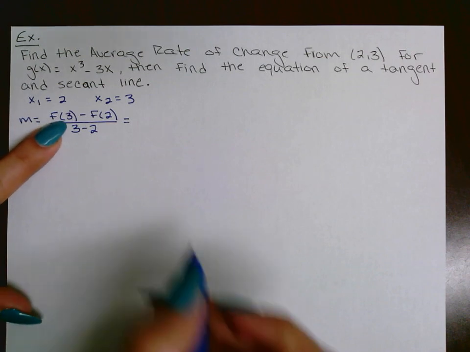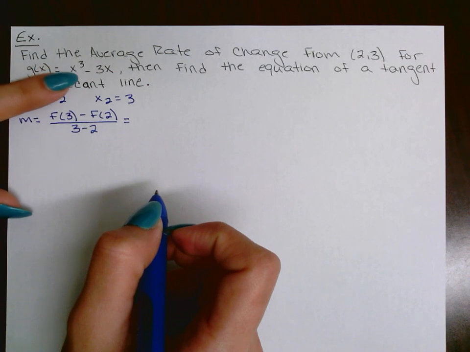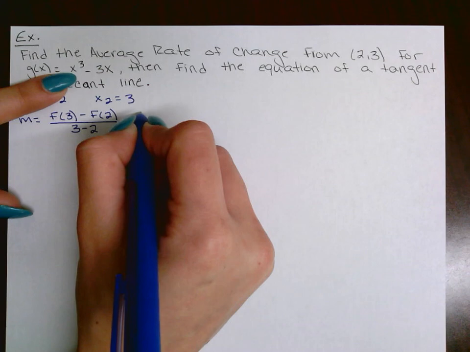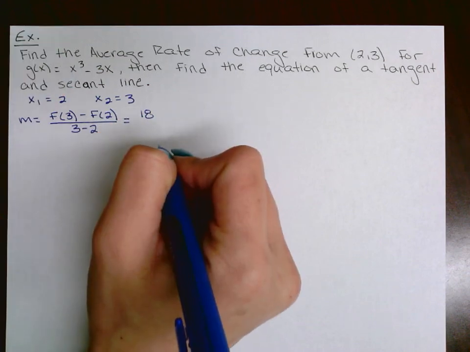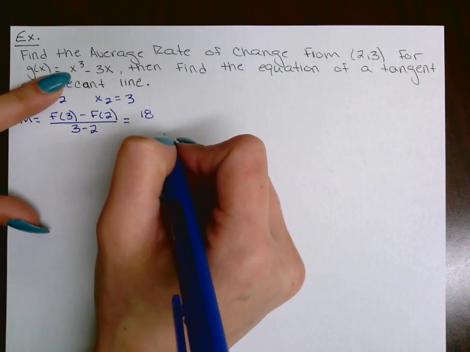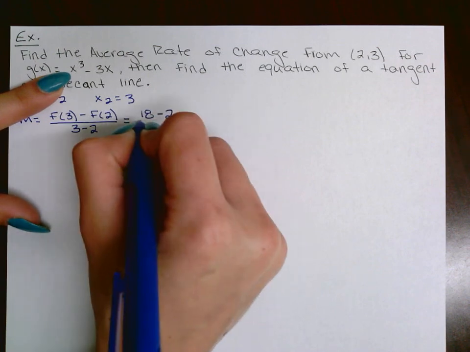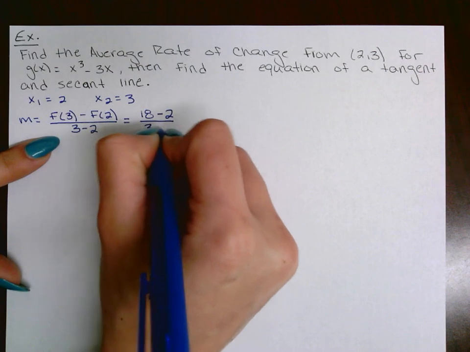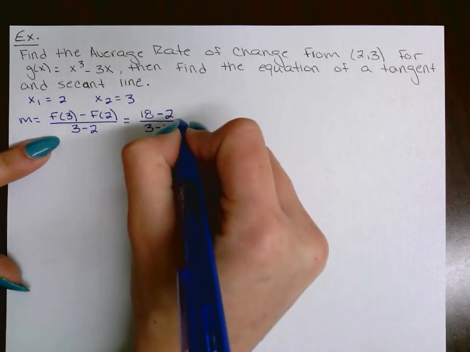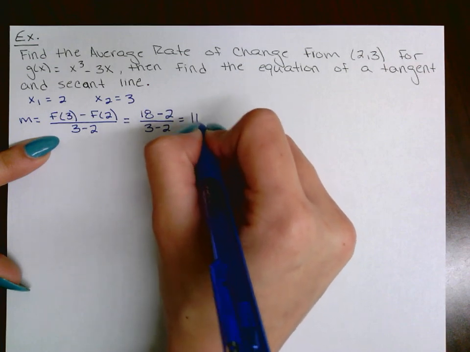So if I plug 3 into my function, 3 cubed minus 3 times x, I get, you should get 18. Good job. Now I'm going to do the same thing with 2. Plug 2 into the function, 2 cubed minus 3 times 2, I get 2 over 3 minus 2. Okay? And you should get 16 over 1, which is just 16.